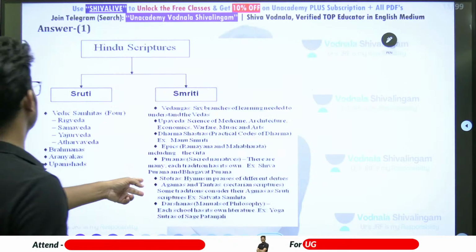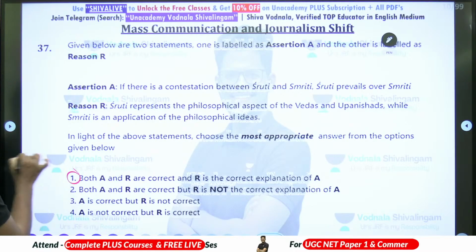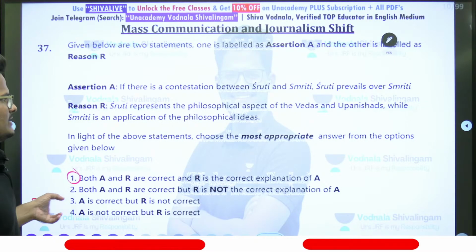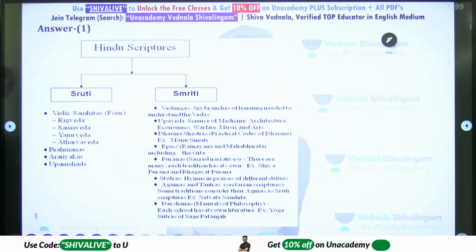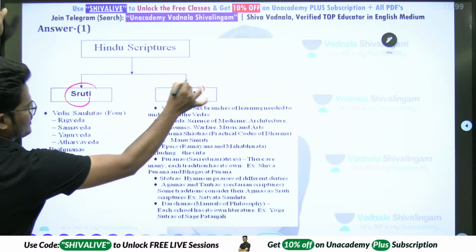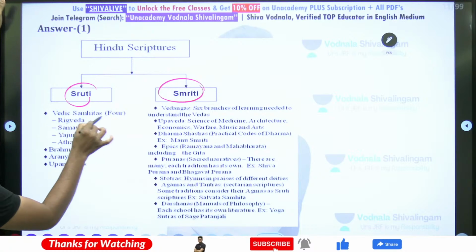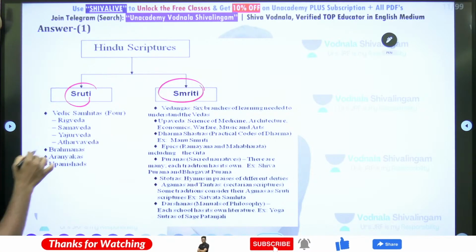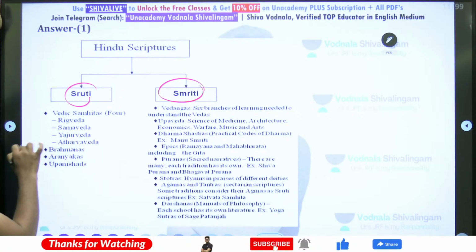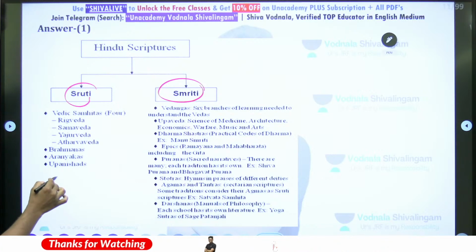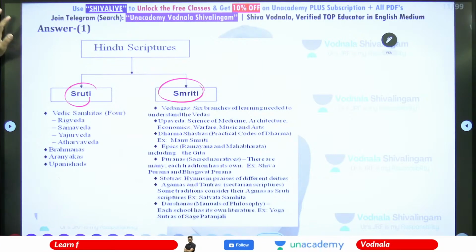Option 1 is the correct answer. Both are correct and R is the correct explanation. Let me explain what is Shruti and what is Smriti. Shruti is usually used for the Vedas, that is the four Vedic Samhitas: Rig Veda, Yajurveda, Samaveda, Atharvaveda, and the Brahmanas, Aranyakas and Upanishads.